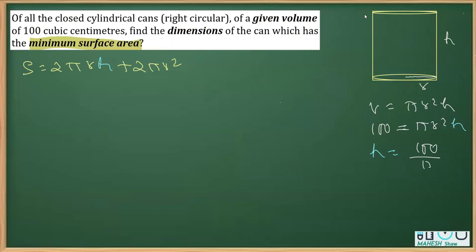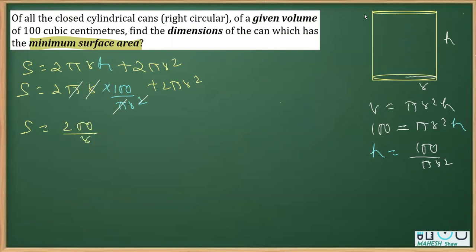100 over pi r square. So this is s equals 2 pi r, replacing h with 100 over pi r square, plus 2 pi r square. Further, I can see that r square with one r gets cancelled and pi with pi gets cancelled. We are left with s is equal to 100 into 2, that is 200 over r, plus 2 pi r square.